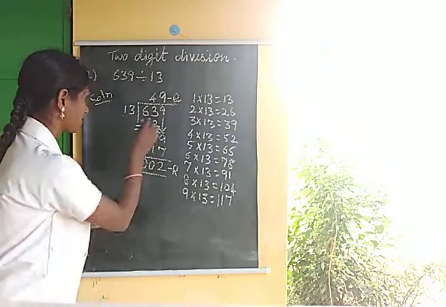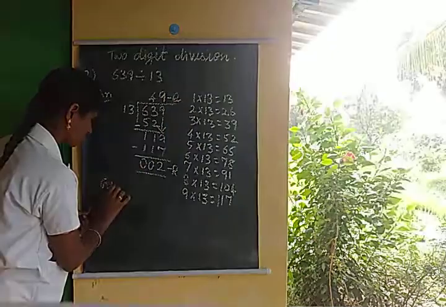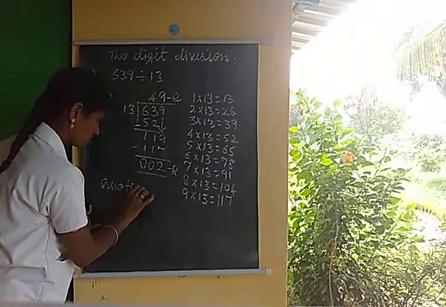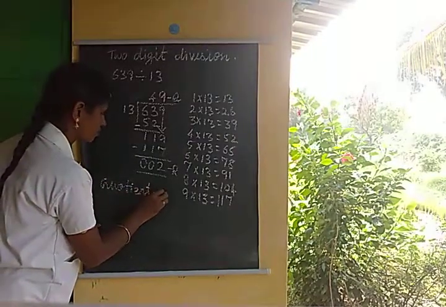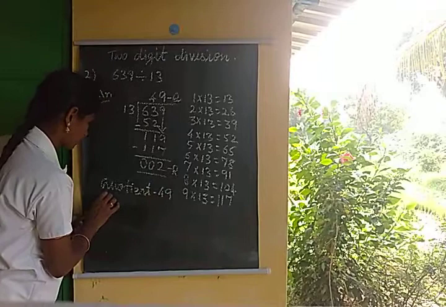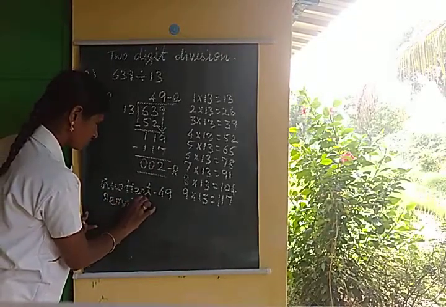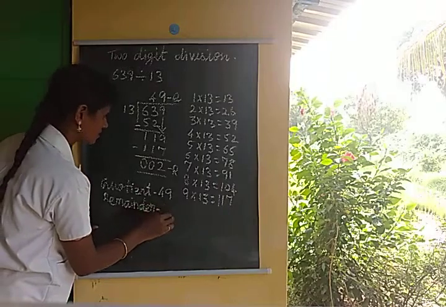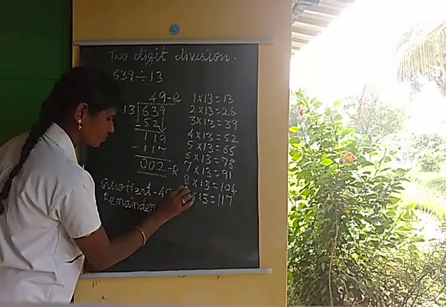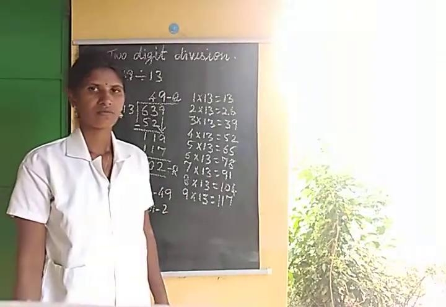Okay. So the quotient answer is 49. Remainder is 2. That's all. Okay students.